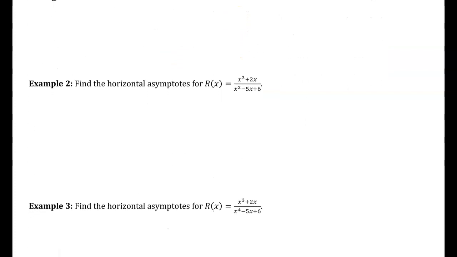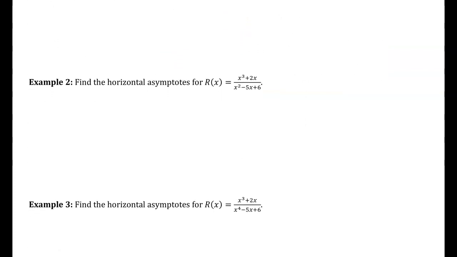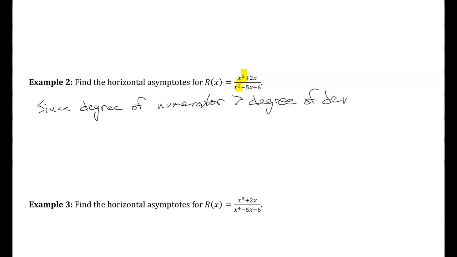All right, example 2. Again, we're just looking for horizontal asymptotes, so we're just going to compare the degree of the numerator, which is 3, to the degree of the denominator, which is 2. So, since the degree of the numerator is greater than the degree of the denominator, there are no horizontal asymptotes.